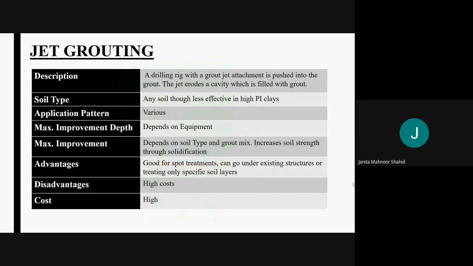Next is jet grouting. This is the method of ground reinforcement in which high kinetic energy in the form of a high velocity jet of grout is used to break down the soil structure and simultaneously mix the cement grout with the in situ soil. There are several types of jet grouting which will be explained in a video.